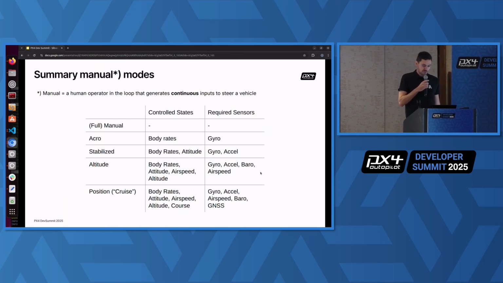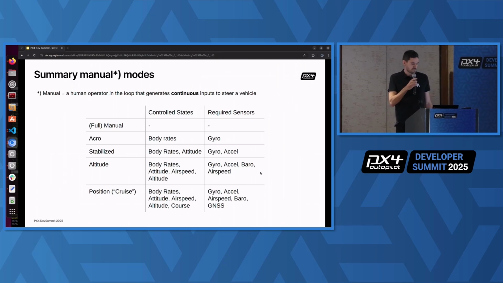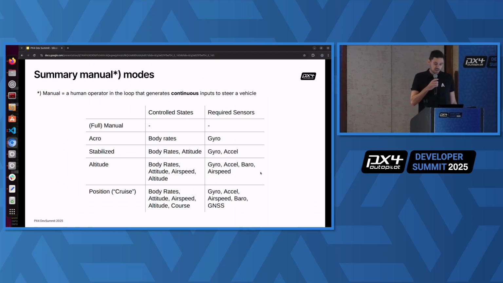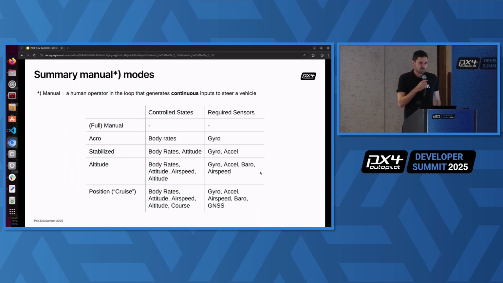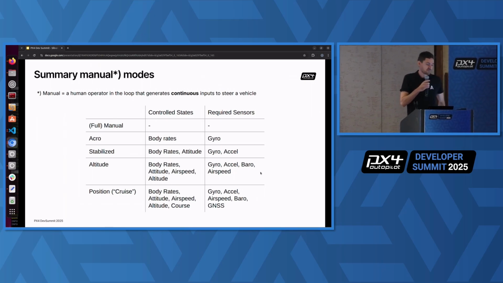That concludes the manual modes. That's the full list of PX4 supported manual modes. From top to bottom, they get more augmented, more autonomous, more simple to fly, but also require more sensors.